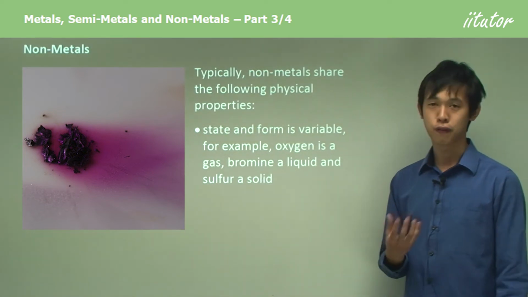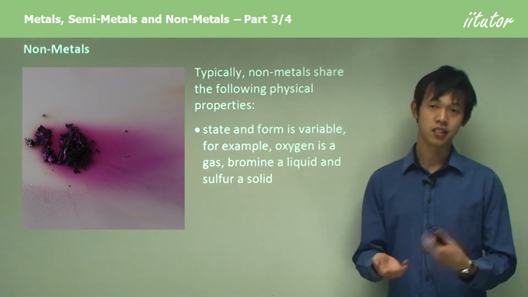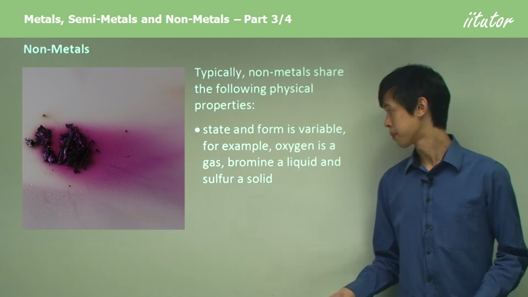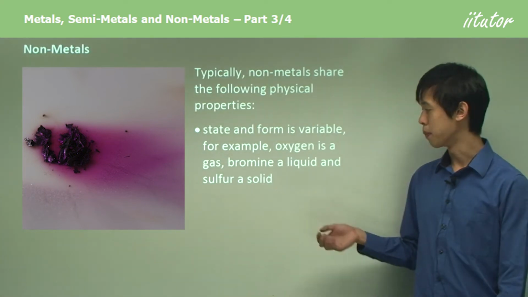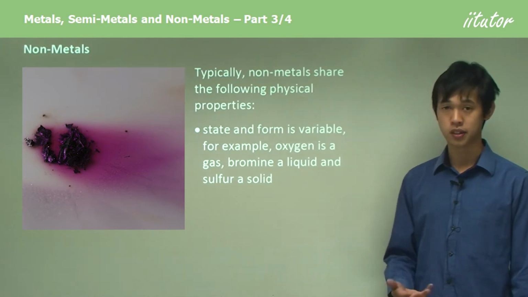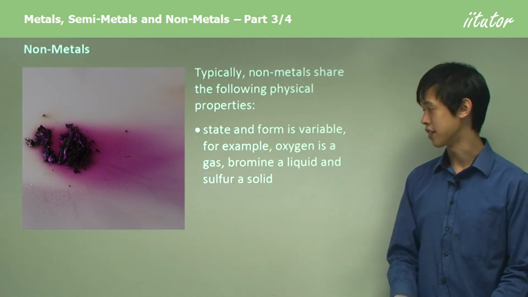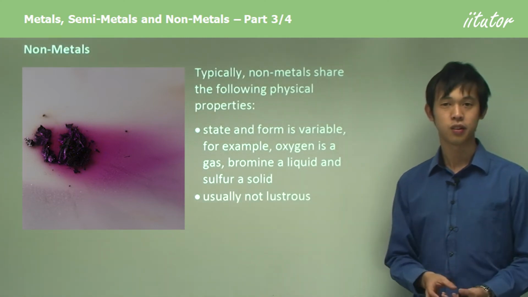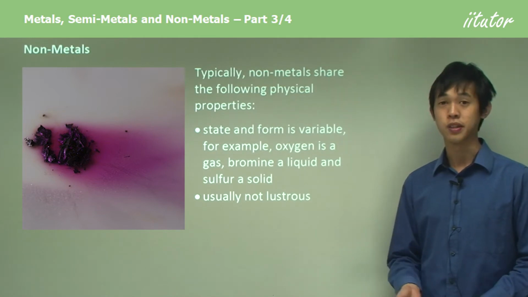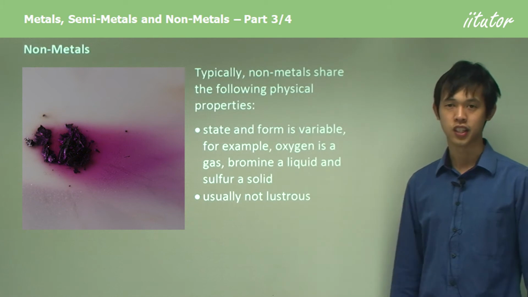So nonmetals have a variable state and form. In general they can be gases, solids, or liquids. For example, oxygen is a gas at room temperature and pressure, bromine is a liquid, and sulfur can be a solid. Now often they're not lustrous. I don't see a shiny piece of oxygen all the time, nor have I ever seen a shiny piece of sulfur. They're usually crystalline, or they can't be polished to a very shiny look.